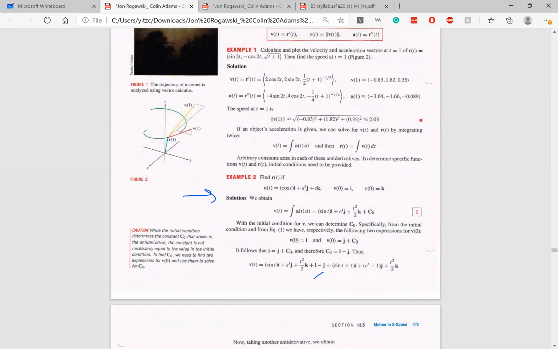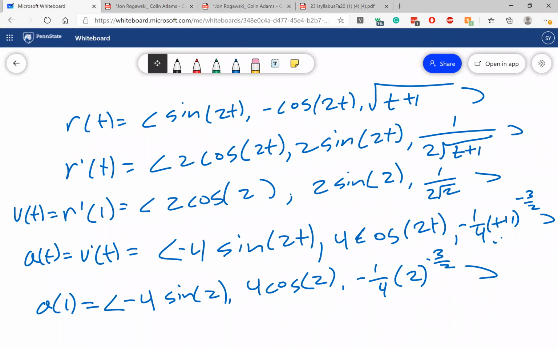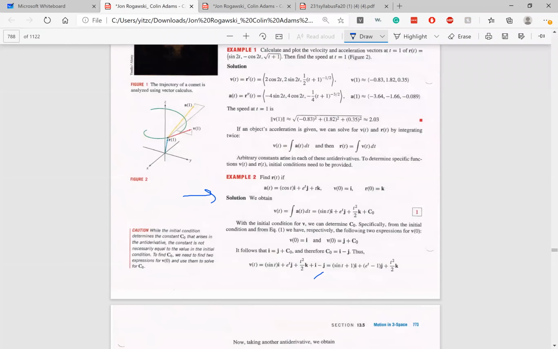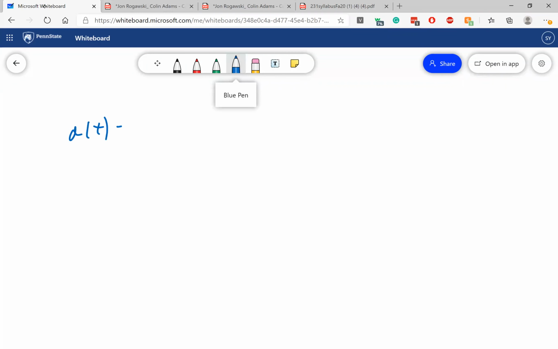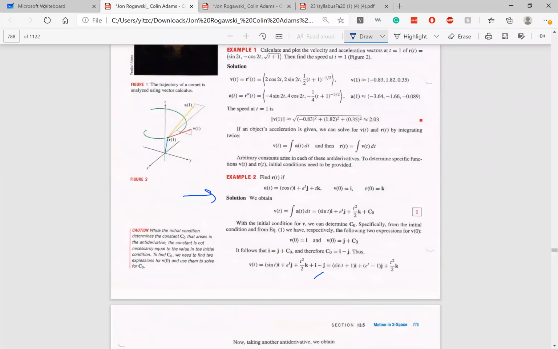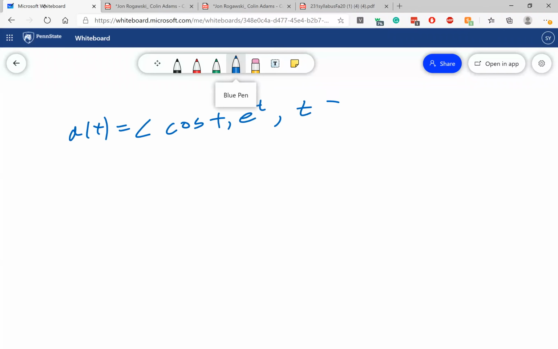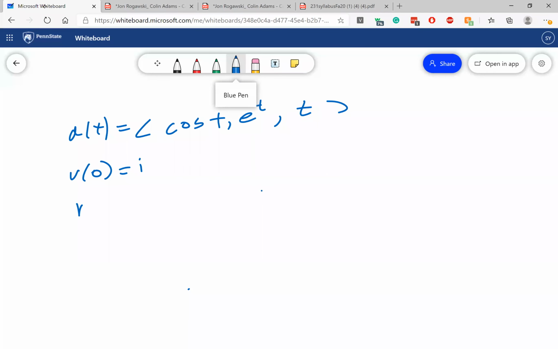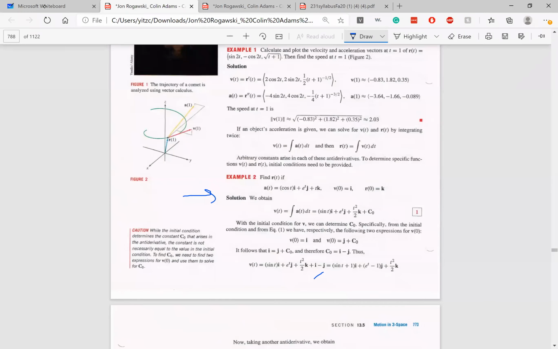They tell us that a of t is equal to cosine of t, e to the t, and t. And then they have that v of 0 is equal to i, and r of 0 is equal to k.